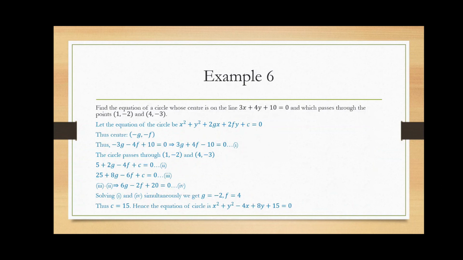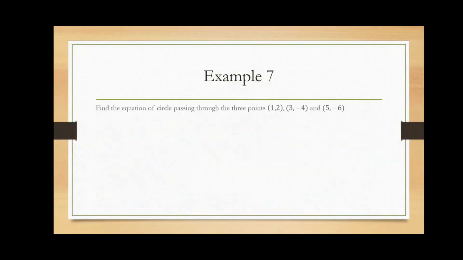Now let us move to number 7. Number 7 is almost a similar problem, but instead of the center lying on a straight line, it is given that the circle passes through 3 points. These are the 3 points which are on the circle. Now you have to find the equation of the circle. No other information is given, you are just given 3 points and you have to find the equation of the circle.